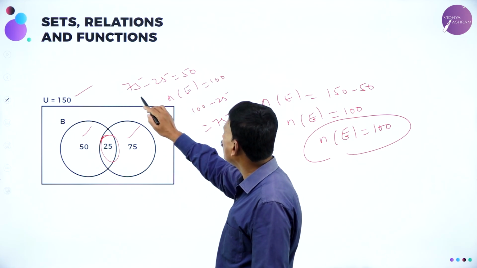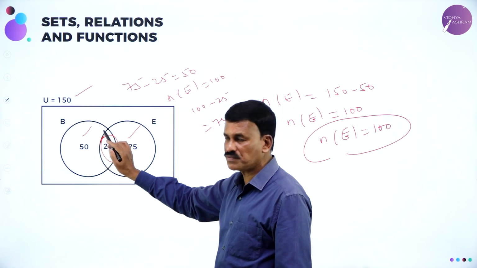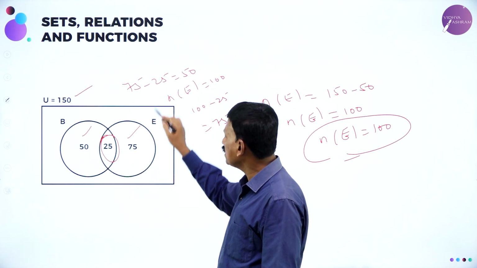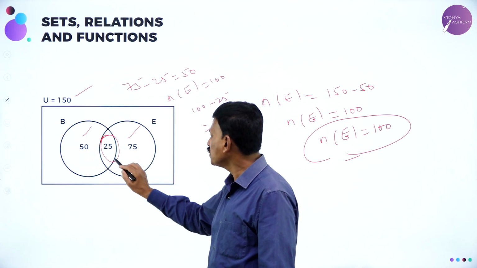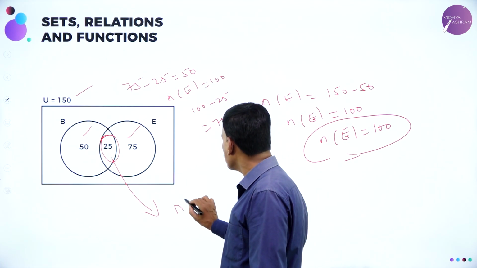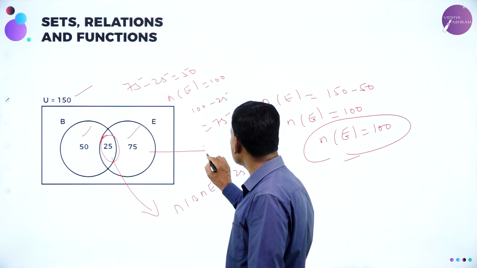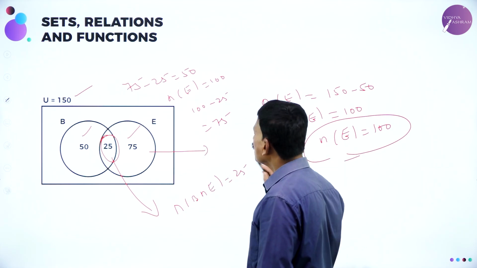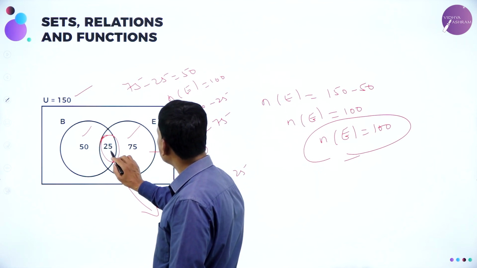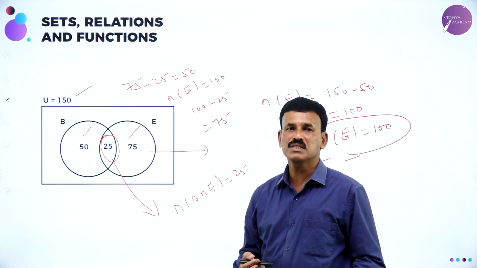So the students who have biology are 75, of which 25 are common, so 75 minus 25 is 50. Economics is 100, of which 25 are common, so 100 minus 25 is 75. This is how we represent it in a Venn diagram. This is the common region, 25, for biology and economics. Economics is 75 plus 25, and biology is 25 plus 50, which is 75. That's it.